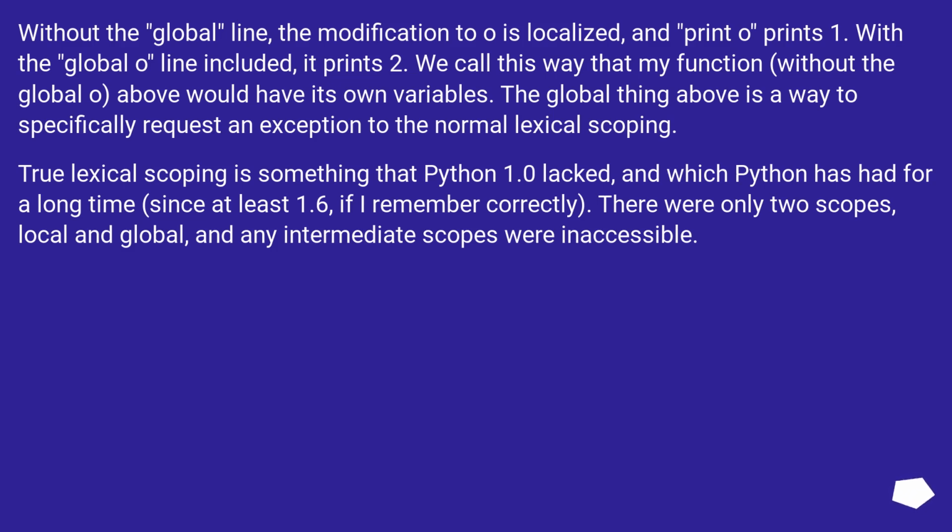We call this lexical scoping, that my function, without the global O, above would have its own variables. The global thing above is a way to specifically request an exception to the normal lexical scoping. True lexical scoping is something that Python 1.0 lacked, and which Python has had for a long time, since at least 1.6, if I remember correctly. There were only two scopes, local and global, and any intermediate scopes were inaccessible.